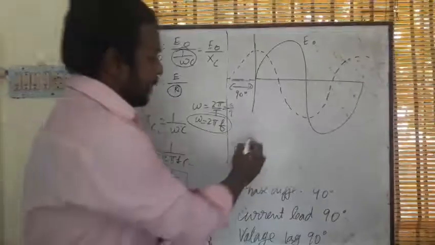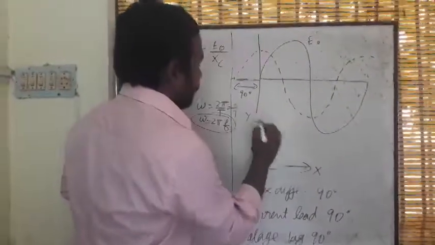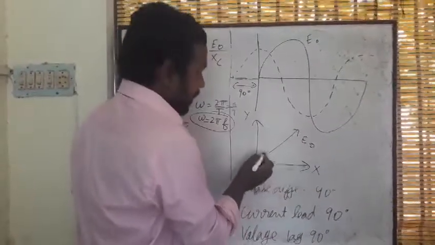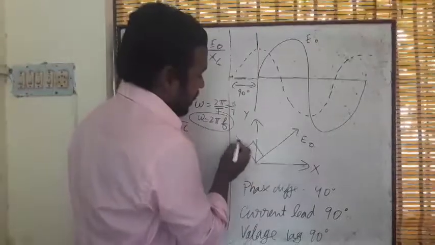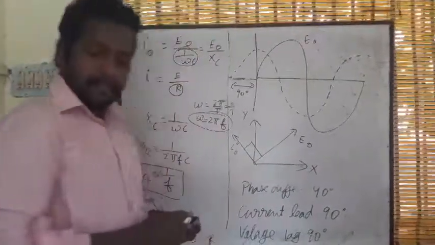Now the vector phasor diagram. On the x versus y axes, the voltage I am going to take as E0. From here, 90 degree will be the lead, so I naught will be on this side.